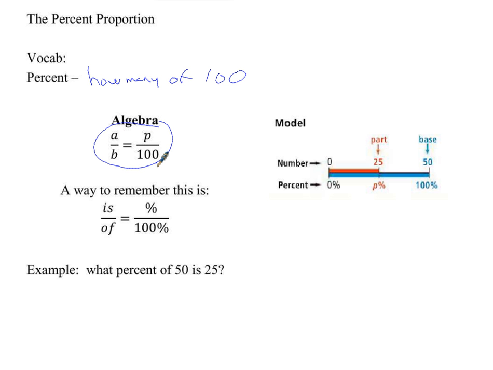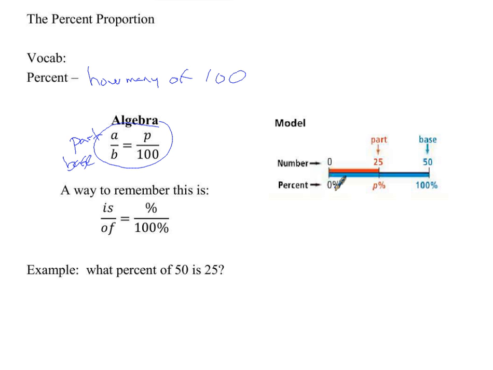That's the percent proportion sitting right there. The model for this, if you want to try to picture this graphically: if I have part of a base, so this is the part here, and this is the base. So I have a test that is worth 50 points, let's say. And on that test, I got 25 points. So they're saying the base is 50, and the part that I got was 25. 25 out of 50, so 25 over 50.